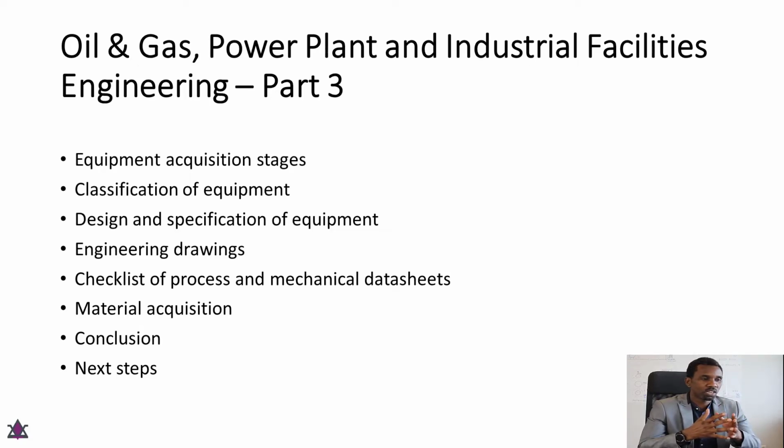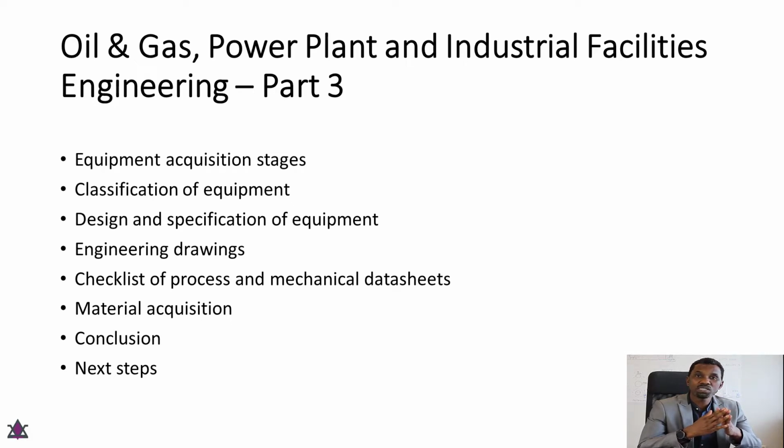Here, once you have carried out the process design, you then know what kind of fluid is going to be processed in each unit. The equipment required to process this fluid is what we are discussing in Part 3 here. So in Part 3 we are going to be looking at equipment acquisition stages, classification of the equipment, design and specification of equipment. We are going to discuss briefly what the engineering drawings entail.